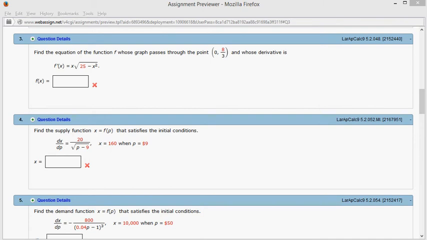Alright, let's look at the homework 5.2, 5.3, problem number 3. Alright, so we have the derivative of f of x is given, and also it's going to go through the graph of the original function, goes through (0, 8/3). Alright, so let's find the original function f.